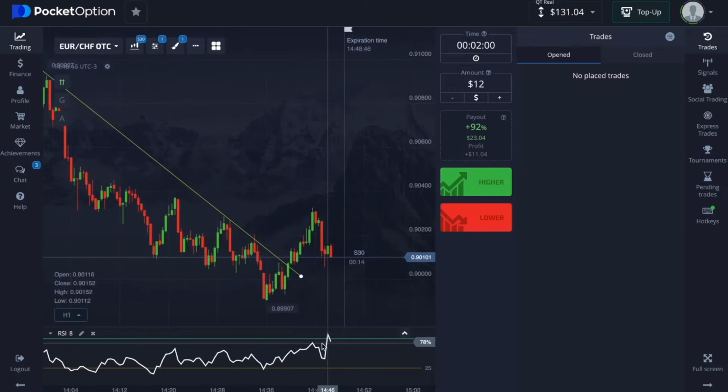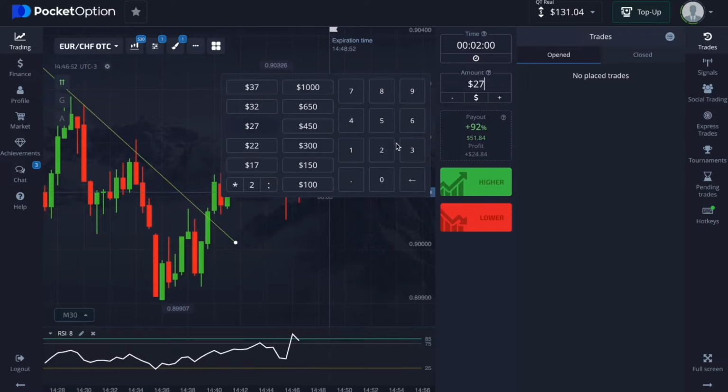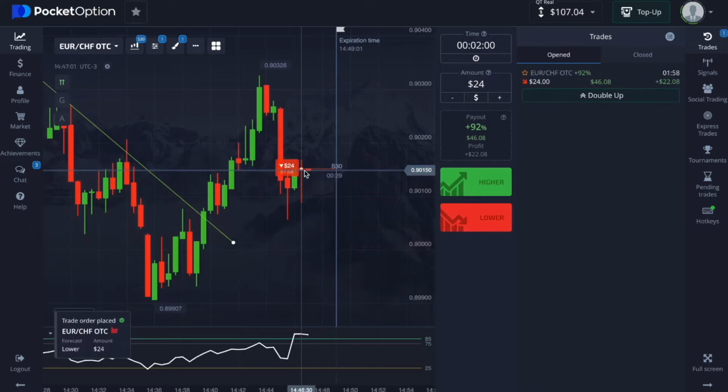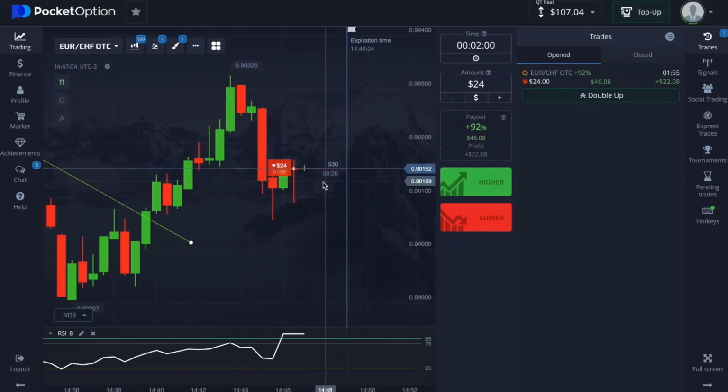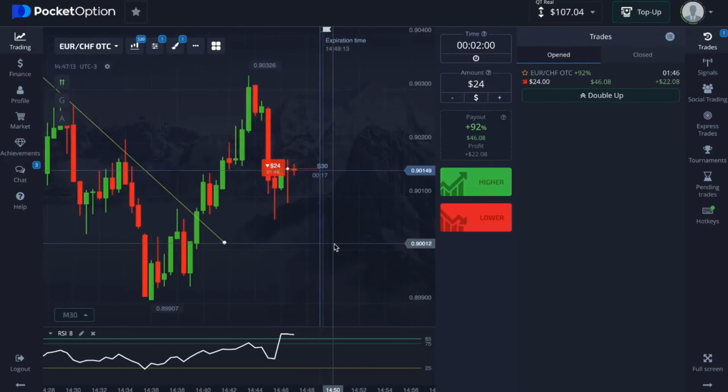Here, the white line sharply broke through everything and returned to the danger zone. I increase the trade amount, it seems like a good moment, and I open another downtrend trade with an amount of $24. I rushed a bit, and the trade opened in the previous candle. In any case, I believe the price will continue to fall.